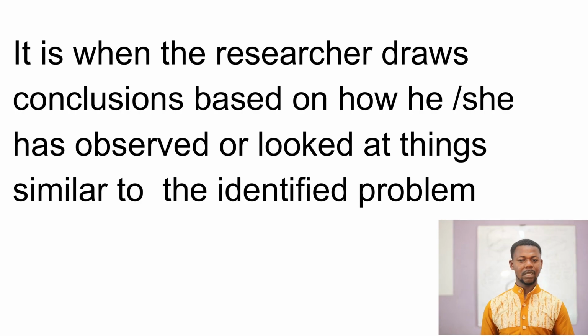And then the other method that we could look at or talk about is observation. It is when the researcher draws conclusions based on how he or she has observed or looked at things similar to the identified problem. So everyone needs to be observant. So at home, normally we have kids who want to walk like their dads. Why? Because they've been observing how their dads do walk. We have girls who do or perform work just like their mothers. Why? Because you have learned that through what? Observation.